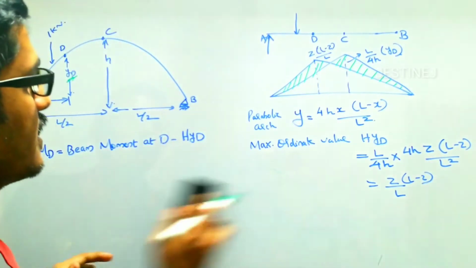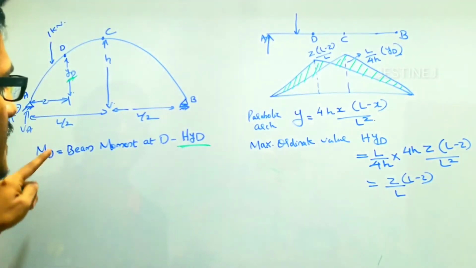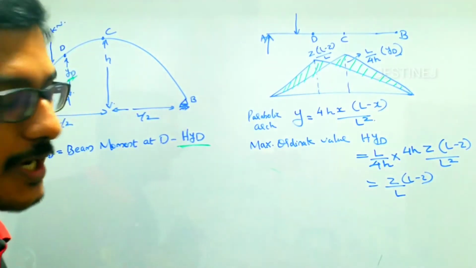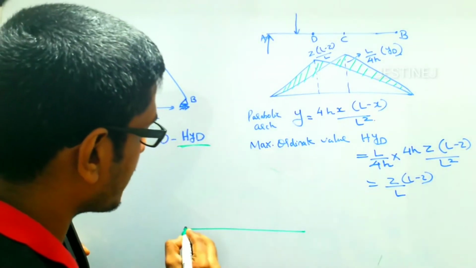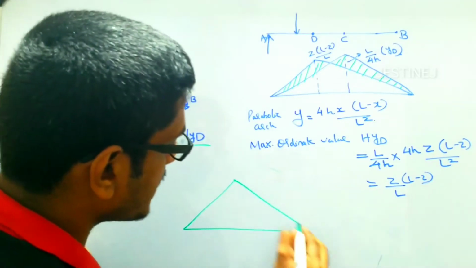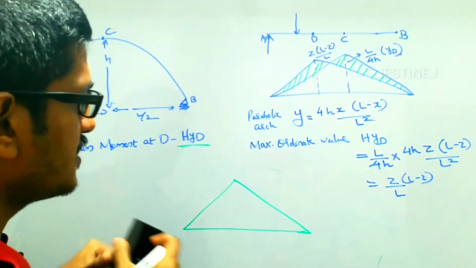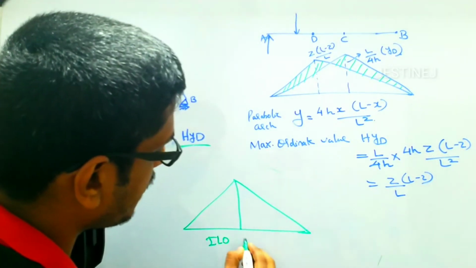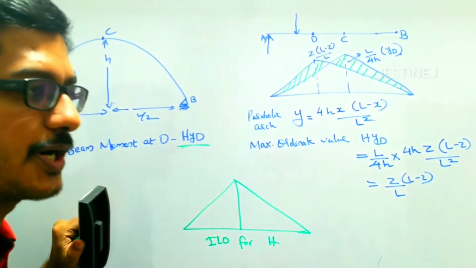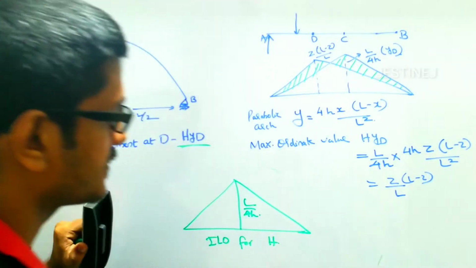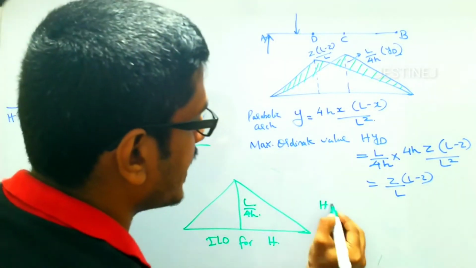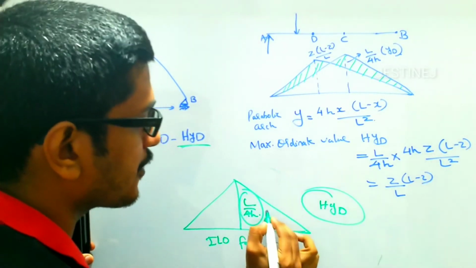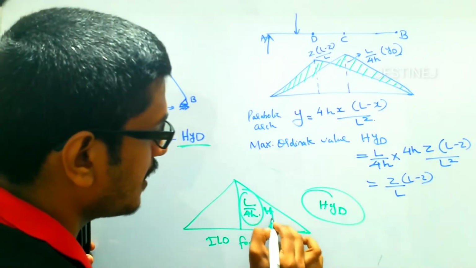Then we have to consider the HY diagram. We know that the bending moment at the point D will be the beam moment at D minus the HY diagram. So we are going to draw the HY diagram. We already determined the influence diagram for the horizontal thrust H, and the magnitude will be L by 4H. So in the HYD diagram, the ordinate value will be L by 4H multiplied by YD.